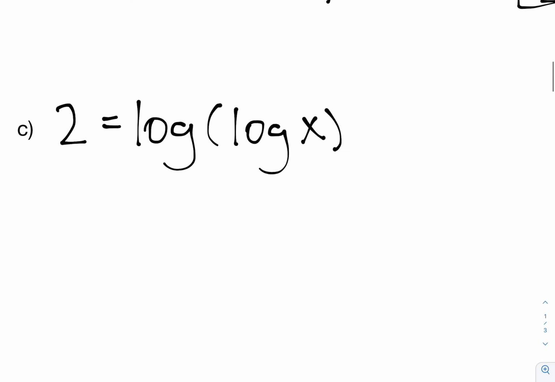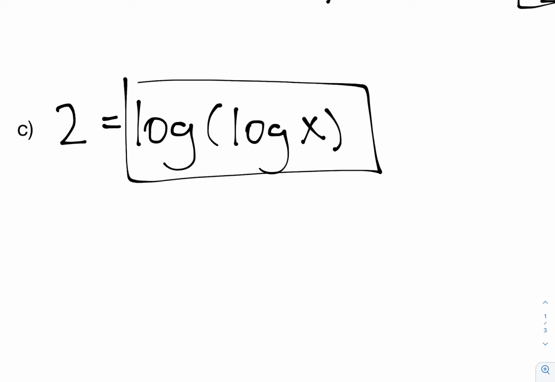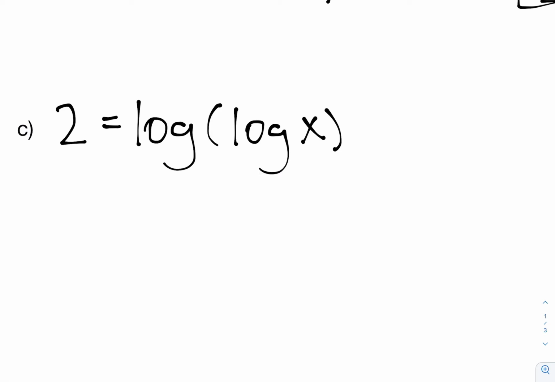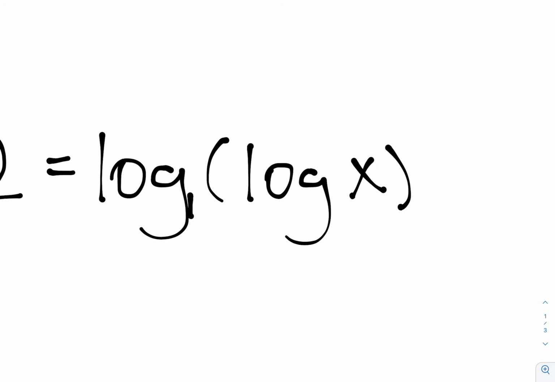Okay, 2 is equal to the log of log x. For this one, we don't have a log everywhere, we have a logarithm. This is a single logarithm, even though there's a log inside it. That just equals 2. So anytime you have a logarithm equaling a number, it's probably beneficial to get this in exponential form. So the imaginary base on this logarithm is a 10.